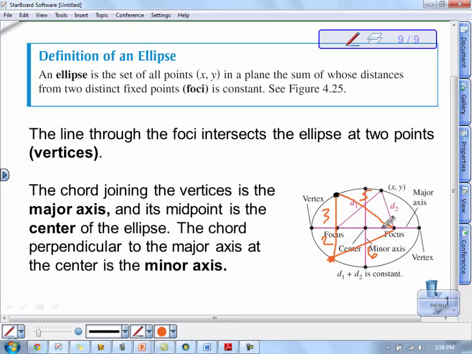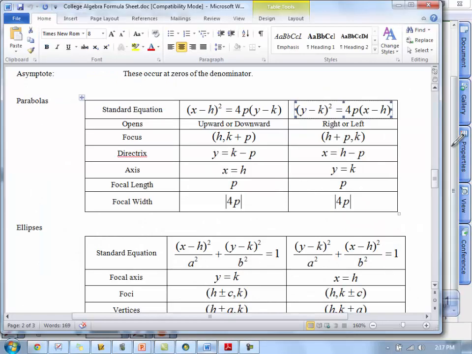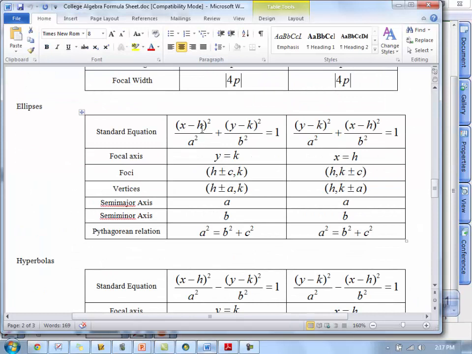Some vocab. This is the major axis, this is the minor axis. This is obviously the center. These two we're going to call the vertices, which are going to be important for understanding the formula sheet, because when we look at ellipses, we have tons of information. I'm going to give you not only an equation, but how to find the foci and the vertices, and you need to know what those are, obviously, in order to find them.